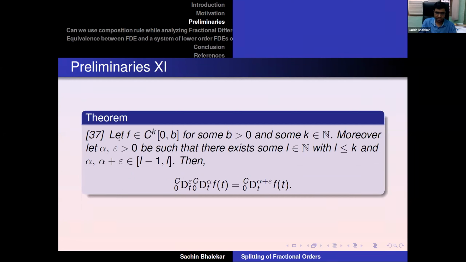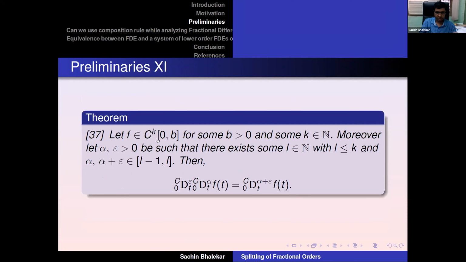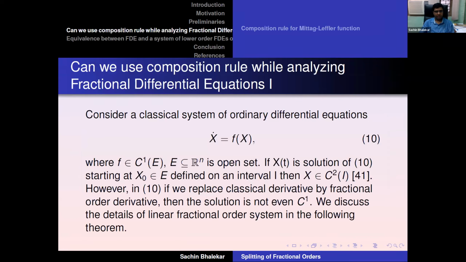A generalization of this result is given in this theorem. In the earlier case, our function was C1. Now we consider a C^k function, and we consider alpha and epsilon positive. Then there exists some natural number L, with k greater than or equal to L, such that alpha plus epsilon is in the interval L-1 to L. Then we can compose this. We can write D^epsilon D^alpha f of t is the same as D^(alpha plus epsilon) f of t. So these were the basic results given in the literature.